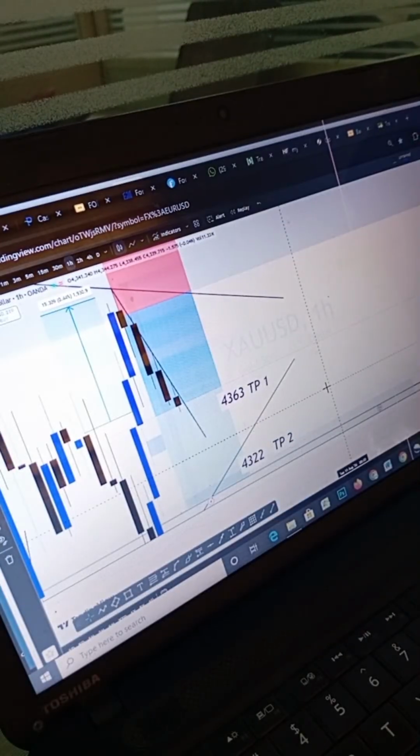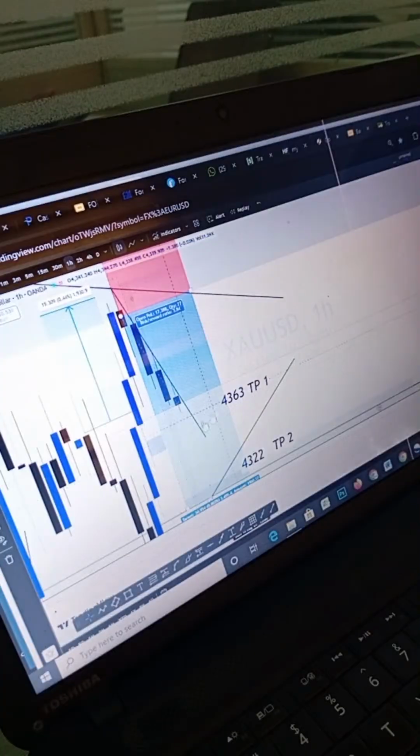So price is beautifully dishing down for us. As you can see, it's pretty much at TP1 around this axis, getting close to our TP1, and then we're going to be taking partials, like I said initially.